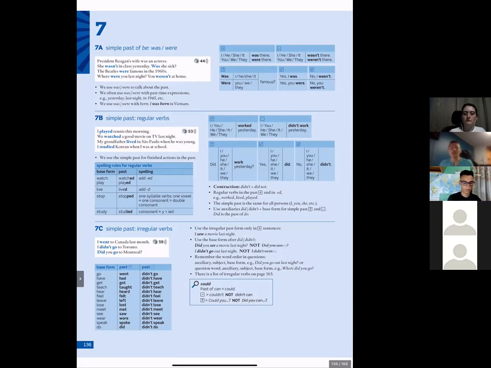Como les decía, super simple. Was is for all of them that are singular, and were for the ones that are plural. Entonces, you, we, they. Those are were: they were, we were, you were. Y el significado va a ser, por ejemplo, you were, ustedes fueron o ustedes estuvieron. We were, nosotros fuimos o nosotros estuvimos, etc.